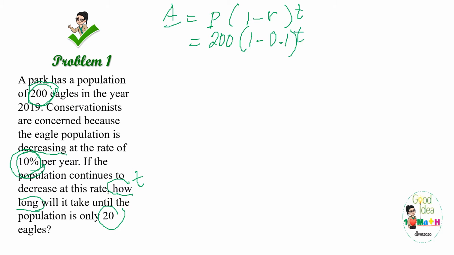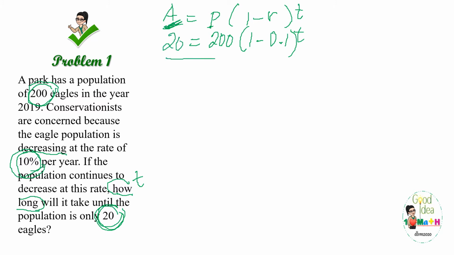Now, what about A? So I think A is given. Yes, it's given here because it says, how long will it take until the population is only 20 eagles? So this is the expected number of eagles after t years. So we have to replace A here with 20.